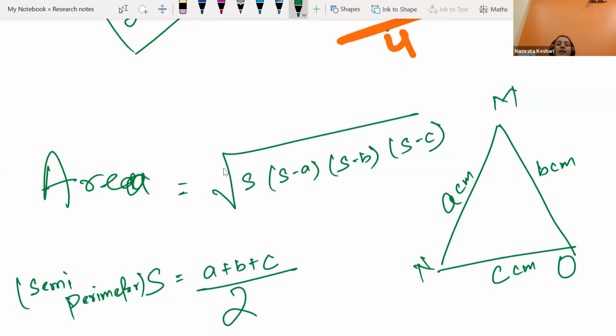Again, I am clarifying that whenever we are talking about the perimeter of a triangle, we are just talking about the boundary of any shape. Whenever you are finding the perimeter, you just have to add all the sides. Same thing we do for rectangles and squares. Perimeter means just walking along the boundary of any shape.